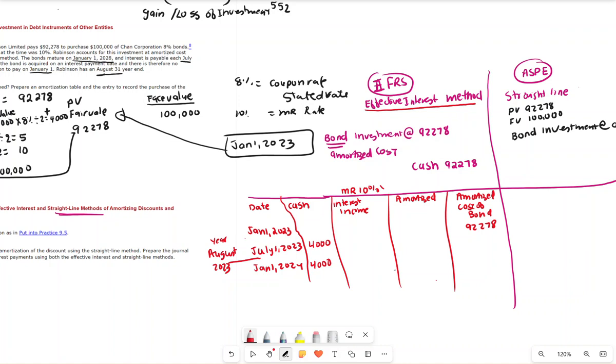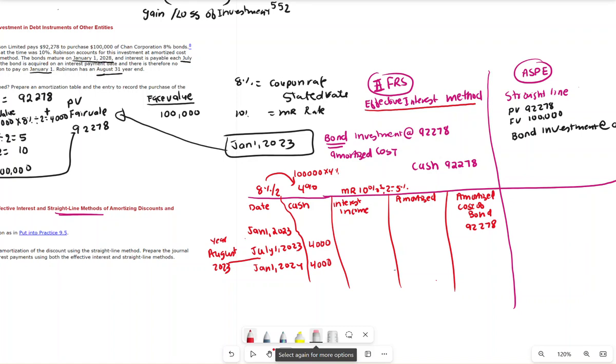So my interest income will be calculated using the either you could do it this divided by 2 at a 5%. My cash payment will be 4%. How do I get it? My coupon rate was 8%. 2 payments in a year, that's how I got the 4%. And if I were to do that, 100,000 is my face value, multiply by the 4%, that's how I got the 4,000.